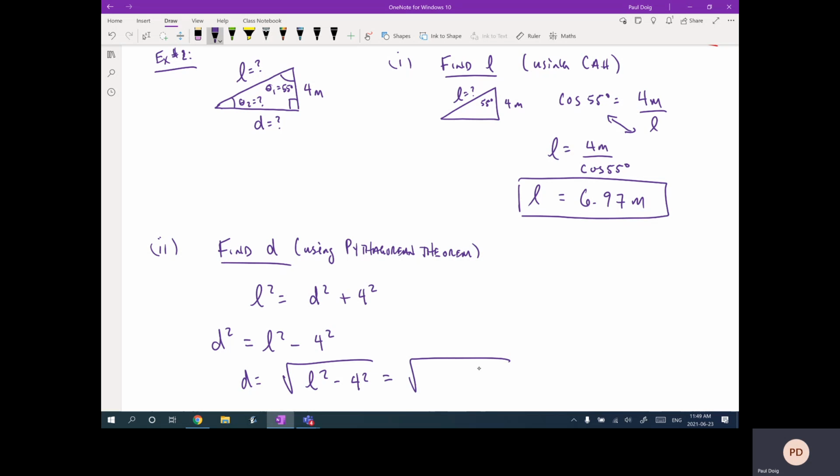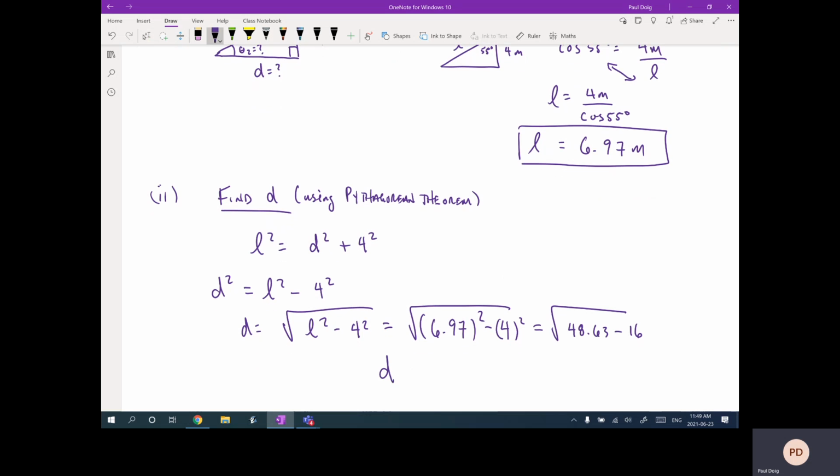And what did we get for L? Well, we had L up here, it was 6.97, so 6.97 squared minus 4 squared, which is equal to, let's see, I'm going to do the math here. 48.63 minus 16. And so therefore, bring this all back into here. So D is equal to the square root of 32.63, which is equal to 5.71 meters.